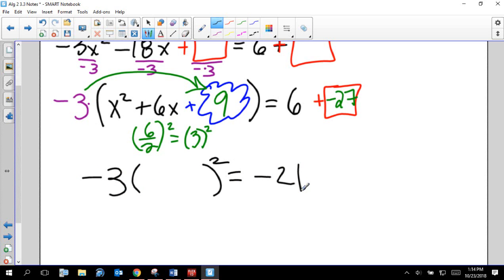Okay, so now inside, we're going to factor that. So it's going to be x, and then whatever you did right before, you squared it. That's the number that goes there. So plus 3. And then we have completed our square. We factored it. What should we do now? Divide by what? Negative 3. Both sides divide by negative 3.